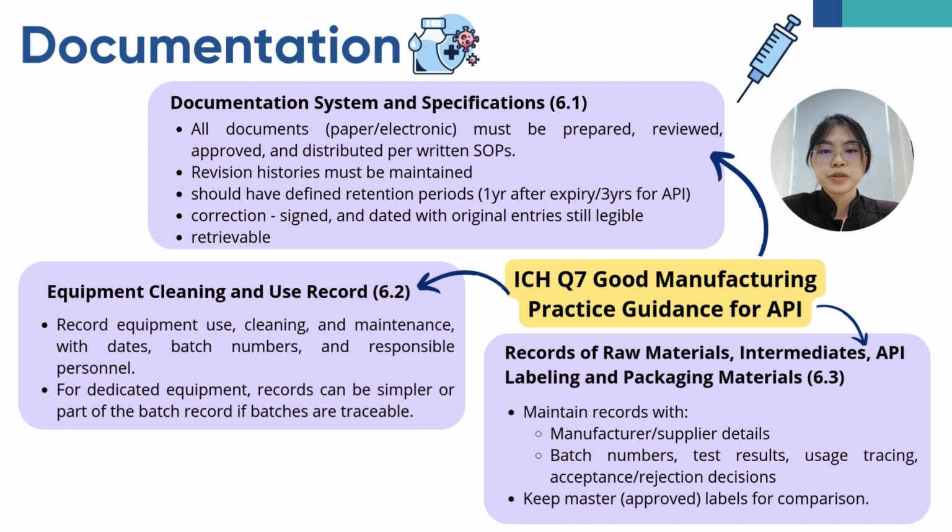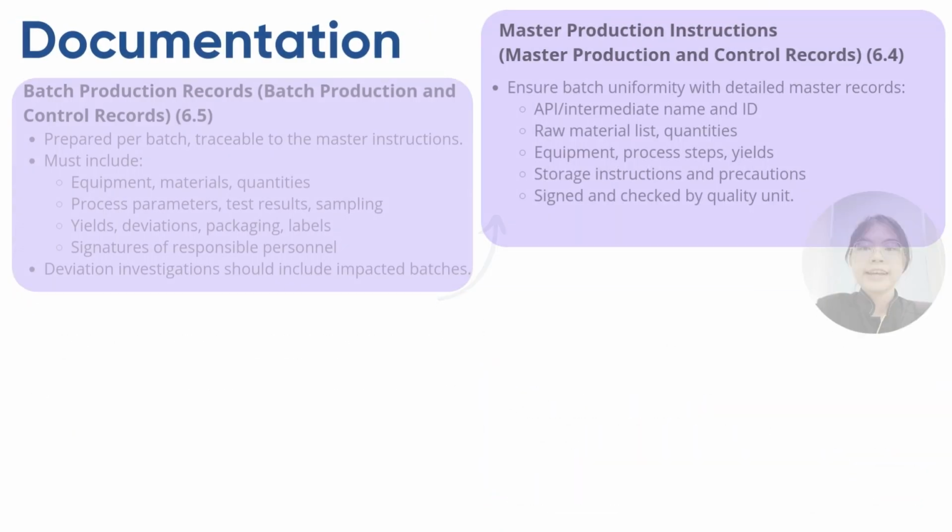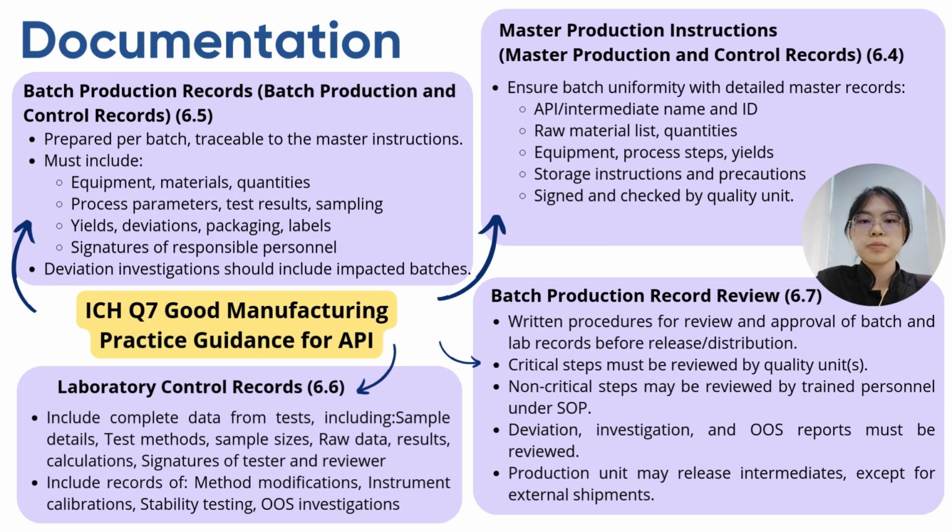Section 6.2 covers equipment cleaning and use records, while Section 6.3 covers records for raw materials, intermediates, and labeling and packaging materials, to include batch number, test results, and supplier details. Next, Section 6.4 outlines master production instruction, which should contain detailed manufacturing steps. Section 6.5 covers batch production records, which must include materials used, yields, deviations, and signatures.